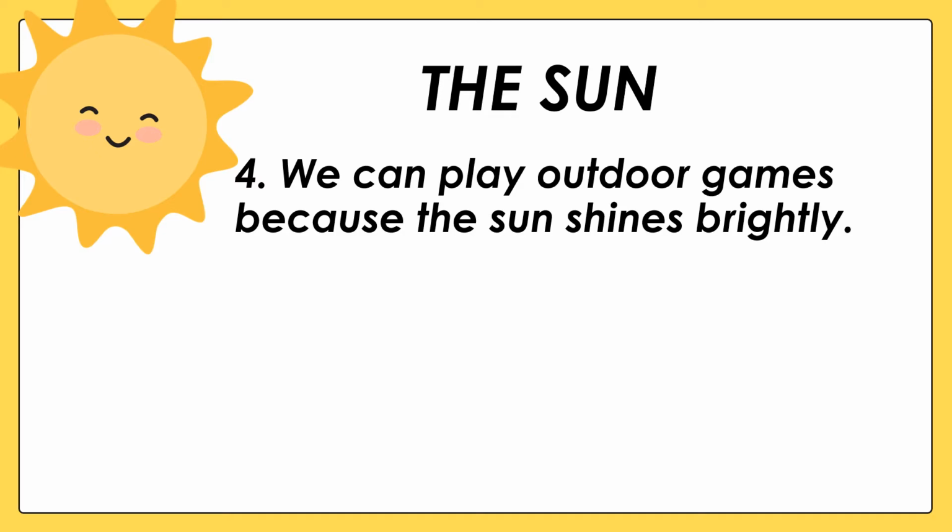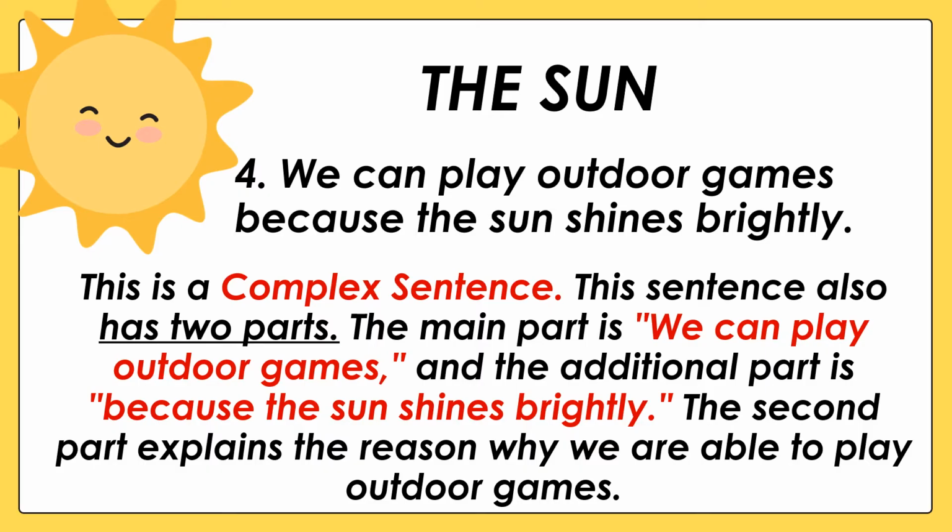Number 4, we can play outside games because the sun shines brightly. This is a complex sentence. This sentence also has two parts. The main part is we can play outdoor games. And the additional part is because the sun shines brightly. The second part explains the reason why we are able to play outdoor games.